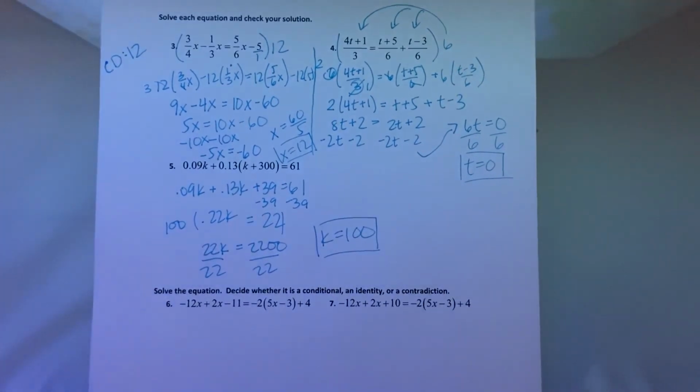6 and 7 are exactly the same as your previous problems. They just want you to state at the end: conditional, identity, or contradiction. And that's all for 2.3.